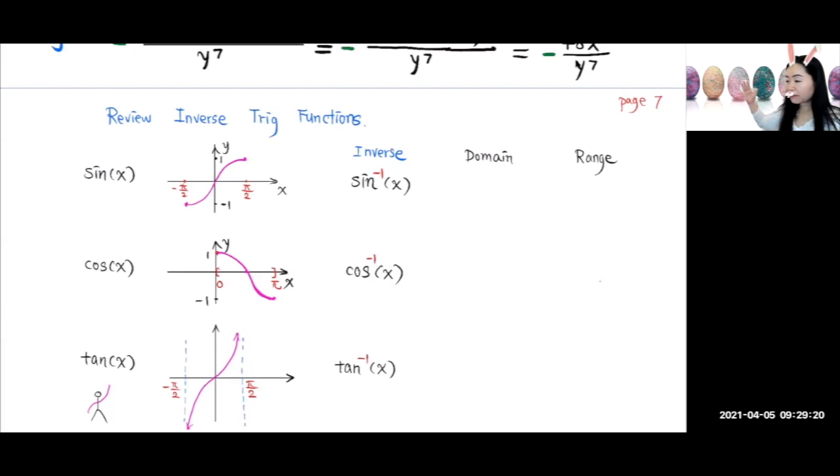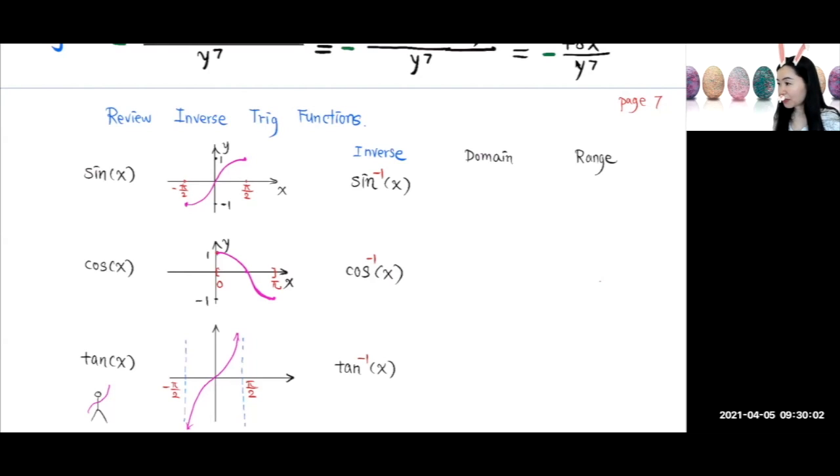So instead of all real numbers, I make the domain smaller. And we usually like to have 0 in the domain. So when I restrict the domain, I make it from -π/2 to π/2. If I restrict the domain of sine of x from -π/2 to π/2, then it will be a 1-to-1 function.